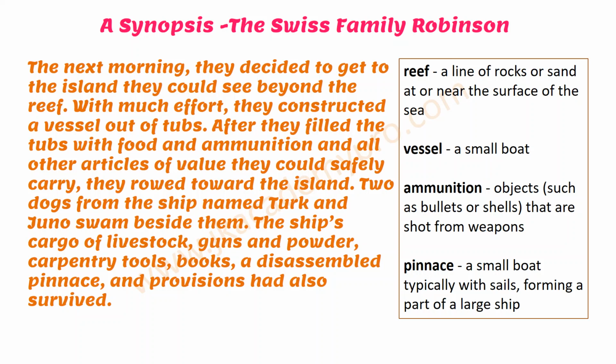Ammunition means the objects, that is bullets, shells, and all that, which you require for your weapons. They took ammunition also because they thought it could be dangerous living on that island. And all other articles of value they could safely carry. Whatever they could carry, they thought they may need. They did not take anything and everything, it was not possible. So they planned it out very properly, and took only those things which they thought they could carry safely, as well as would need. So, any articles of value.